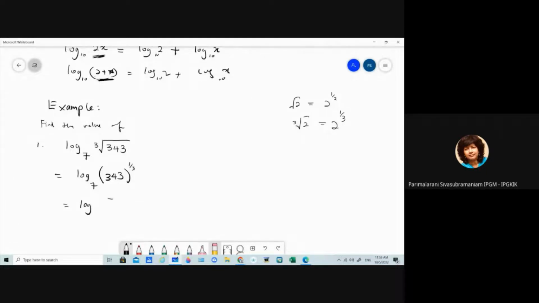So the 3 and the 1 over 3 cancel, and you have log 7 base 7. The number and the base are the same. Therefore, log 7 base 7 equals 1.